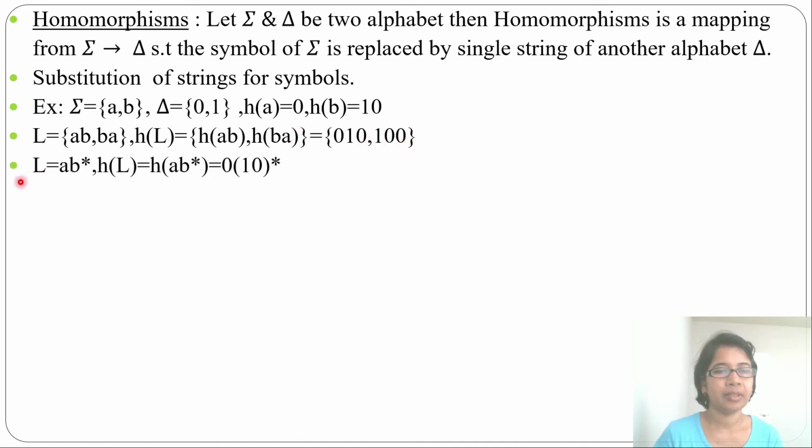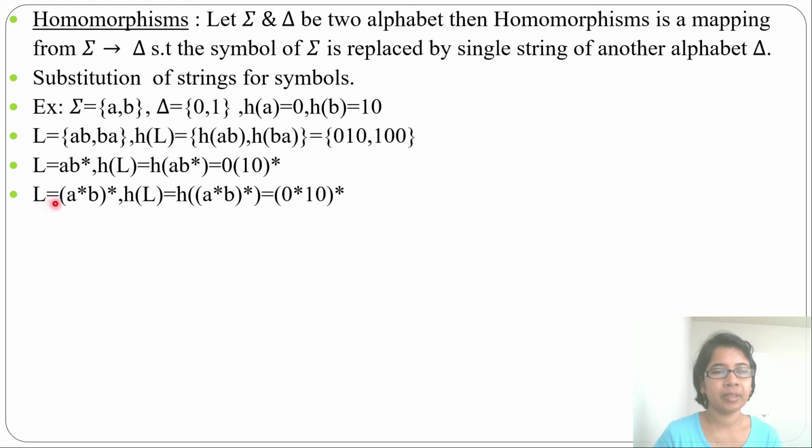Next example, L = (ab)*, the Kleene closure. Then h(L) will be h((ab)*). What is a? a is 0. What is b? b is 10. So write (010)*, the whole Kleene closure. In place of a, we replace 0, and in place of b, we replace 10.